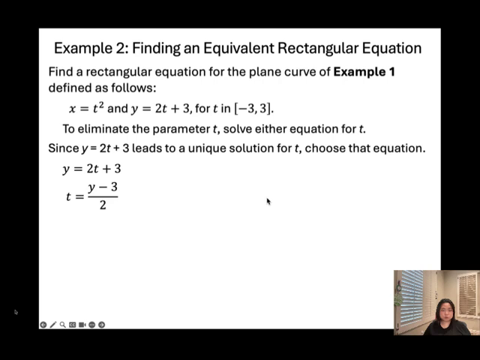Now we're going to plug in t equal to y minus 3 over 2 into this equation. So x equal to y minus 3 over 2, squared. You can see I eliminated all the t here. And this is going to be my rectangular equation. Then I simplify a little bit. 2 squared will be equal to 4. So I do have 4x equal to the square of y minus 3.